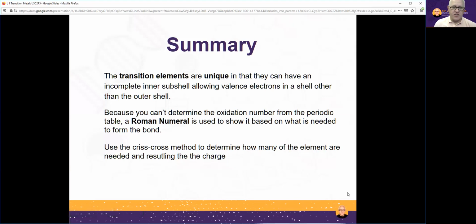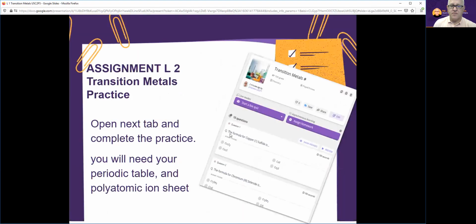All right, let's summarize this. The transition metals are unique in that they can have an incomplete inner subshell, allowing valence electrons in a shell other than the outer shell. Because you can't determine the oxidation number from the periodic table, a Roman numeral is used to show what it is, based on what is needed to form the bond. Use the crisscross method to determine how many of the element are needed and the resulting charge.